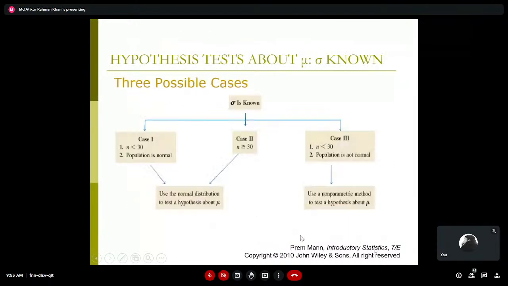That has been shown in this table. Sigma is known. Case 1, n less than 30 and the population is normal: use the normal distribution to test a hypothesis about mu. Sigma known, case 2, n greater than or equal to 30: you can use the normal distribution for the test and calculate Z. Then we can calculate the Z statistic.